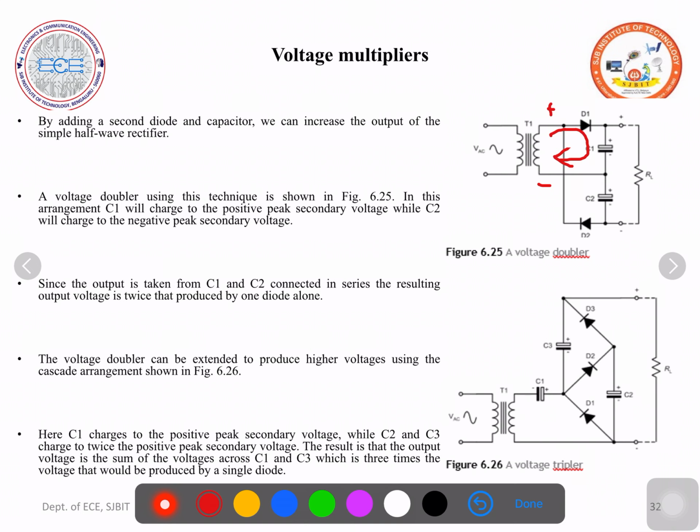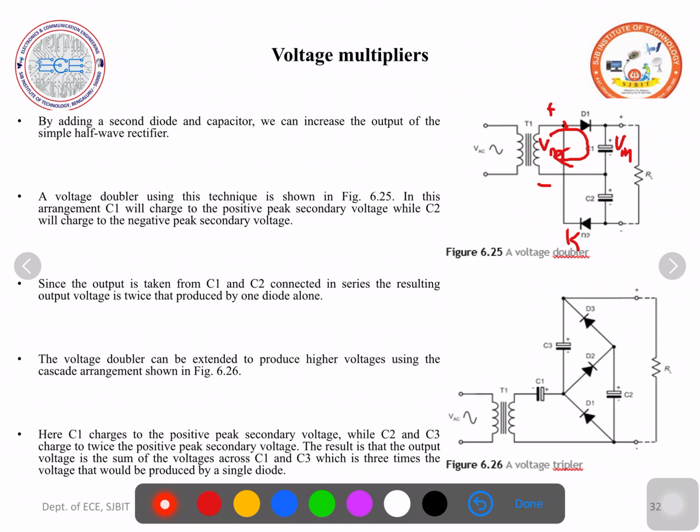And C1 will be charged to the voltage Vm, because Vm is the maximum voltage across the secondary, so the capacitor gets charged to the same voltage. You may wonder why D2 is not conducting. If you observe, the cathode of D2 is connected to the positive potential, so D2 is reverse biased, D2 is not conducting, so C2 will not get charged.